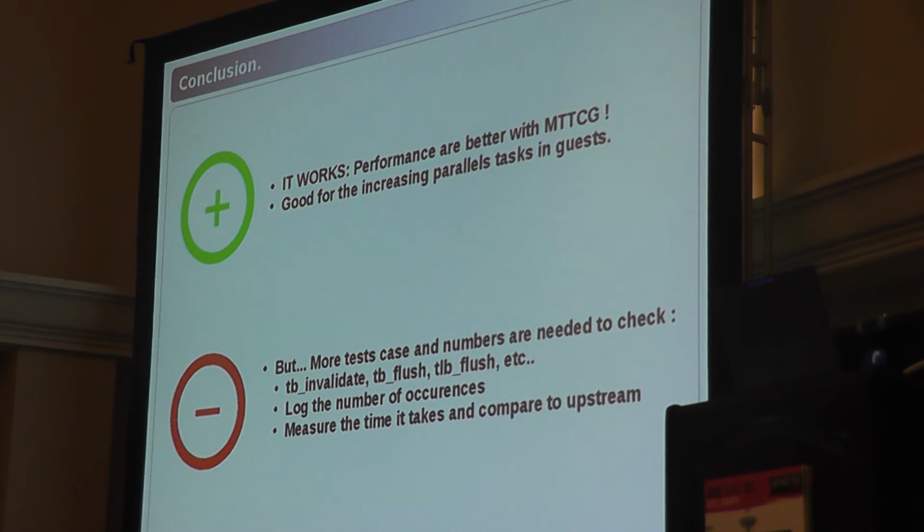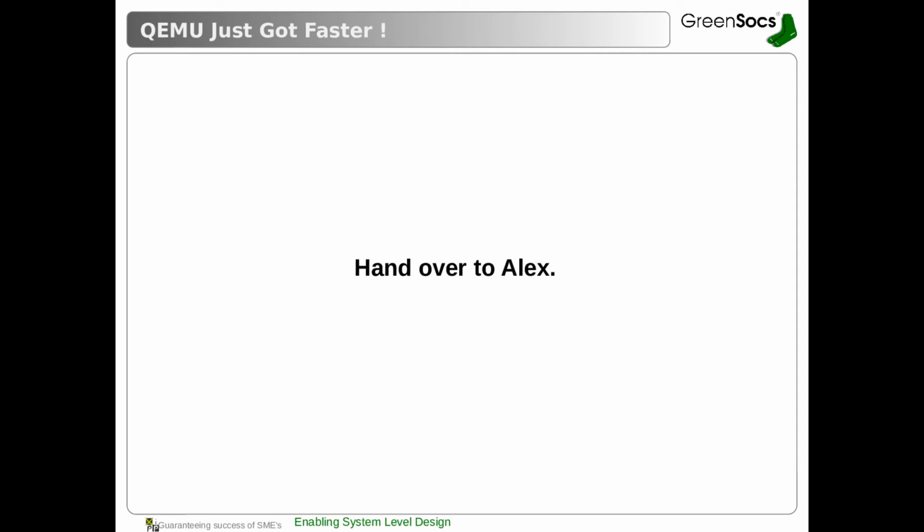And for MTTCG, you can say the performance is better. We know why we do that. It's good for the increasing parallel tasks in new guests. But we have more test cases to do, especially for all this TB, TLB flush, etc. We might want to log the number of occurrences of these operations and measure the time it takes while comparing it to QEMU upstream. We hand over to Alex.